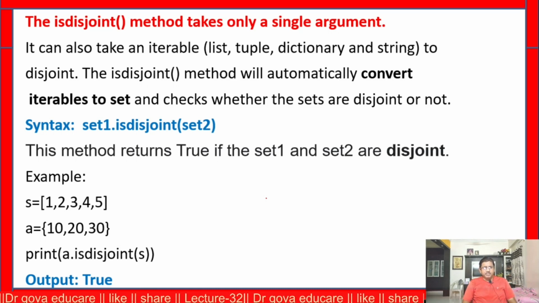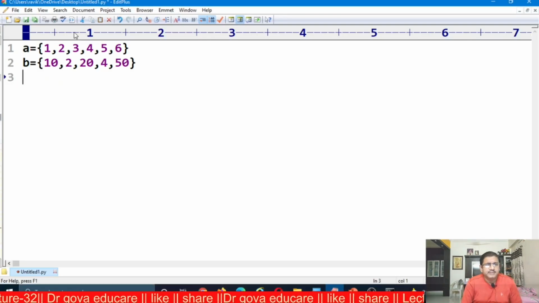Now this is the example. S is equal to 1, 2, 3, 4, 5. A is equal to 10, 20, 30. There are no common elements. That is, the intersection is phi. That means A and S are disjoint sets. It returns true.